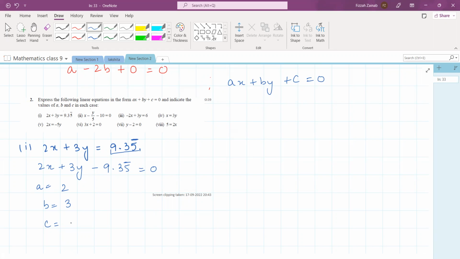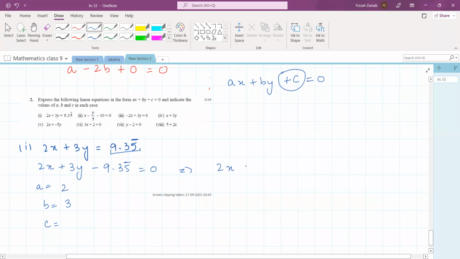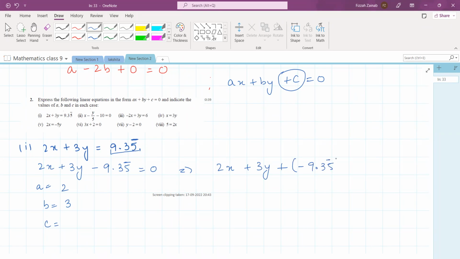It's minus 9.35 because the equation is plus c, right? So you have to write it like this. If you are not writing it, at least you should know. So it is actually like this, right? The number is actually minus 9.35. Don't make this mistake. Understood? Okay. Next.